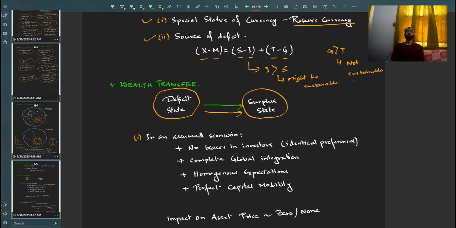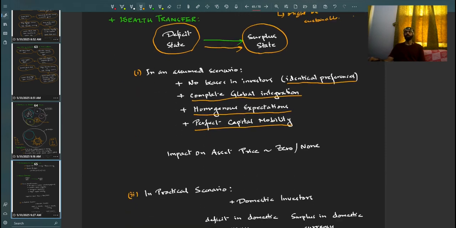Now, in an assumed perfect scenario where there are no investor biases, that is, all of the investors have identical preferences or utilities, and the degree of segmentation among the nations is almost zero, that is, there is complete global integration almost, there are homogeneous expectations from the markets, and there is perfect capital flow. Under these conditions, there is no impact of this wealth transfer on asset prices, which means wealth transfer can keep on happening without changing the asset prices.